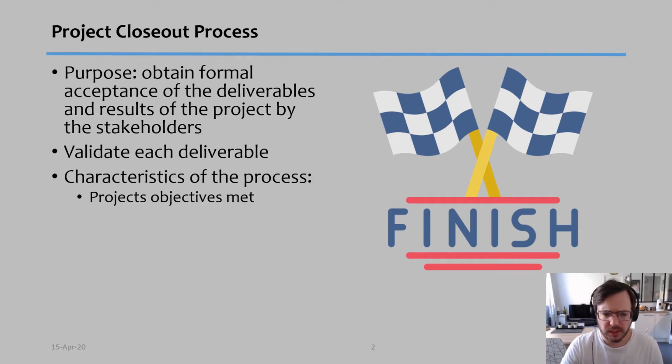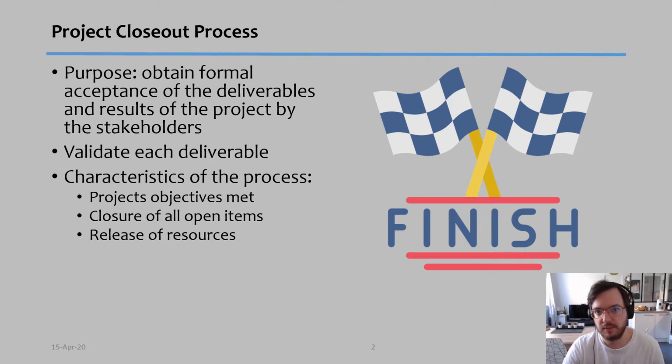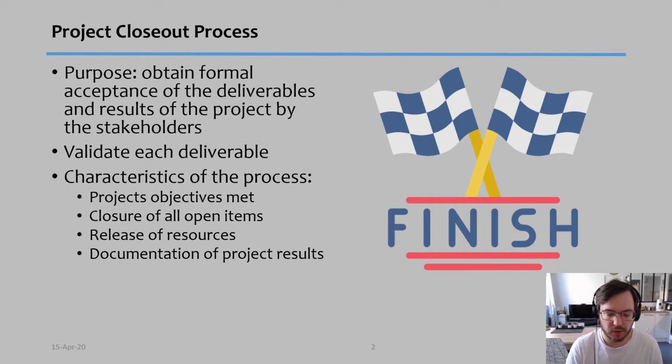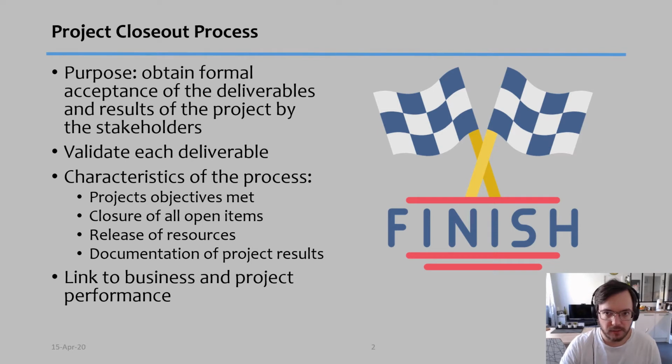So this process has a couple of characteristics. We need to make sure that the project's objectives have been met. We need to make sure to close all of the open items, and we might need to release some of the resources, and I'll be talking about that later on. You might also need to document all the documents we created through the process. We need to archive them and make sure they are accessible in case later on they are needed for use. And finally, at the end, you might also have to link the result that you have from the project into the business itself.